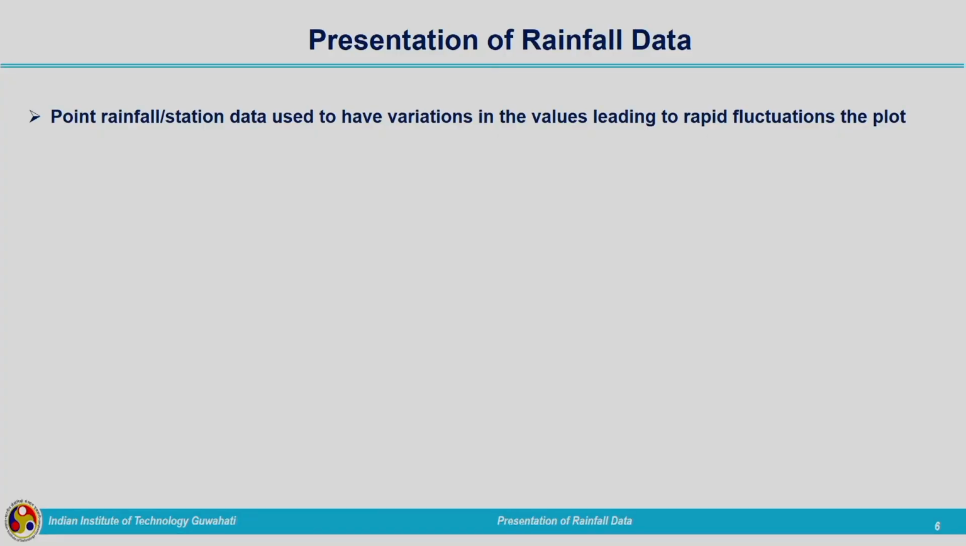So, this is a point rainfall representation or the station representation. This point rainfall or station data used to have variations in the values leading to rapid fluctuations in the plot. What does it mean? That is, sometimes there will not be any rainfall, and during a rainy day itself there will be a lot of fluctuations taking place in the data. Sometimes heavy rainfall will be occurring, sometimes it will be continuously raining. So much fluctuation will be there in the rainfall data.